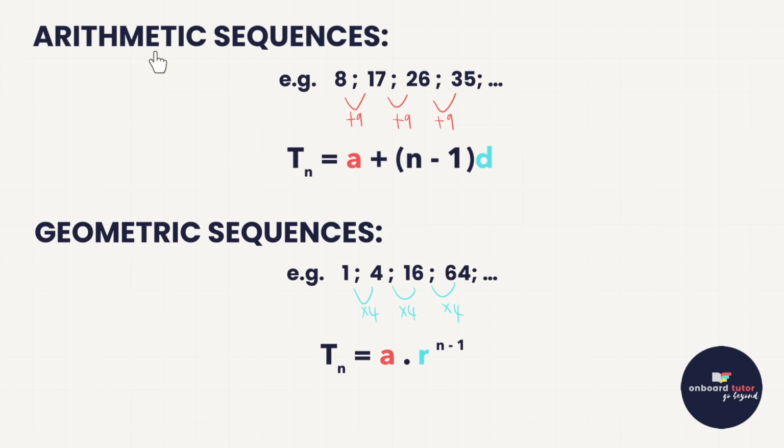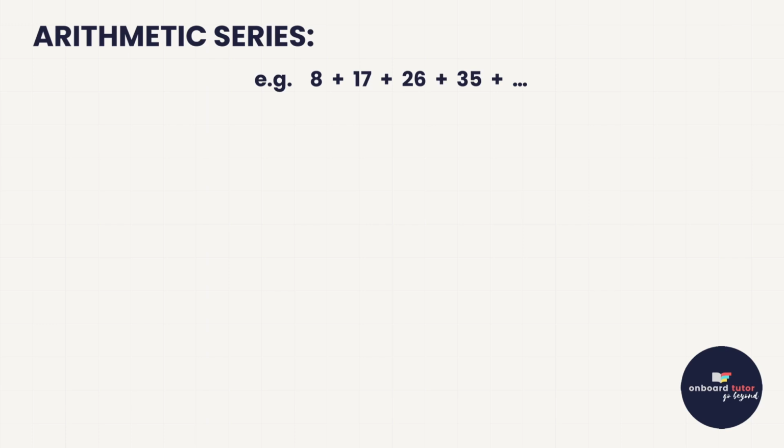If you're dealing with an arithmetic sequence, you use this formula: Tn is equal to a, first term, plus (n minus 1)d, constant difference. And if you are dealing with a geometric sequence, then you use this formula: Tn is equal to a, your first term, multiplied by r, that's the common ratio, to the power of n minus 1. Now we're going to move on to the concept of series.